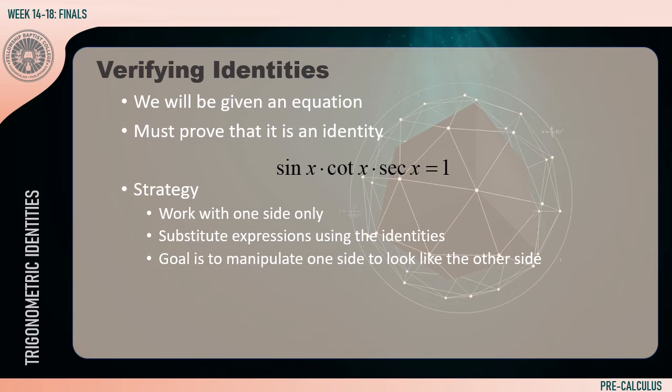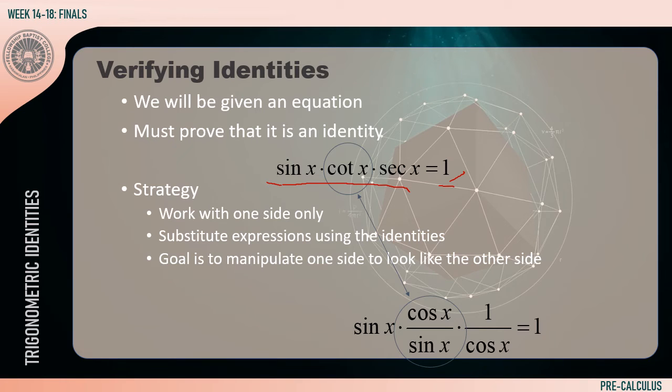Okay, for example, we have sine x times cotangent x times secant x is equal to 1. Tanawan natin kung uno ang simple. Ang mas simple syempre ang right side of the equation, kay 1 na lang siya. So, ang kinanglan natin i-manipulate is this left side of the equation para ang atong answer will be equal to 1.